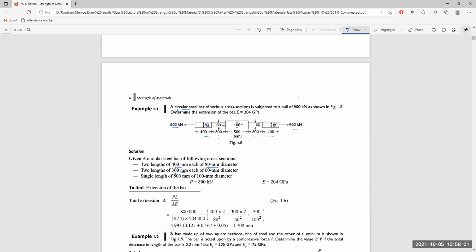It is a circular steel rod, so Young's modulus is given as 200 GPa. Now, what is the expression for it? P into L by A into E.